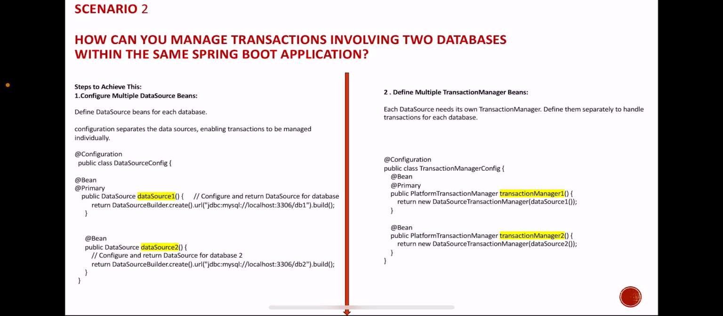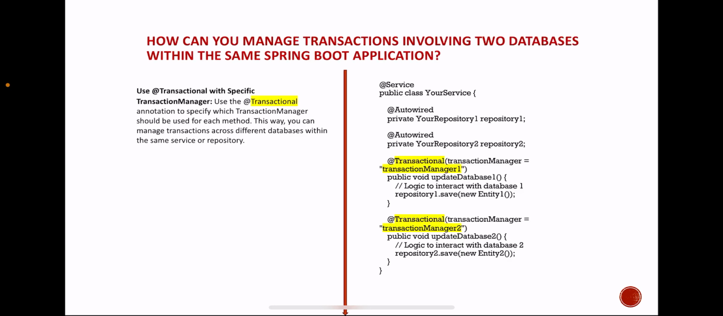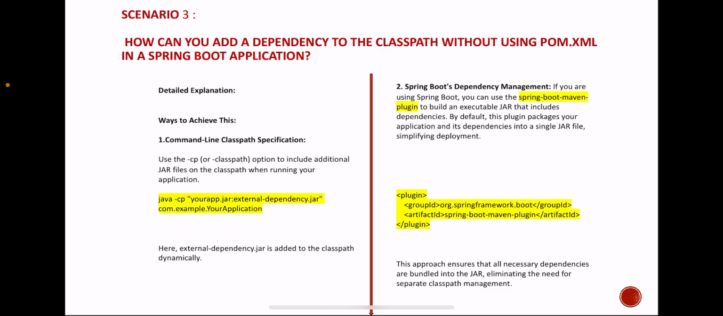So you now have the data source beans, and you have a transaction manager bean. The next thing is you need to use the annotation @Transactional, where transaction manager 1 can be used to interact with database 1, and transaction manager 2 can be used to interact with database 2. So you have a data source bean, you have a transaction manager bean, then you can use the @Transactional annotation to use this transaction manager and make use of the databases respectively.